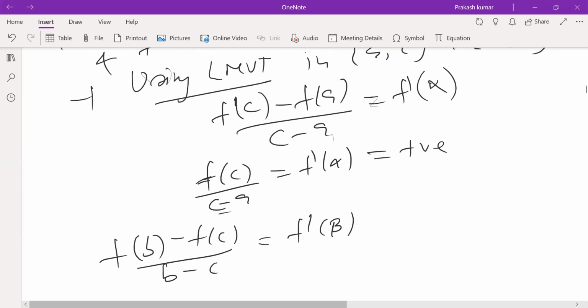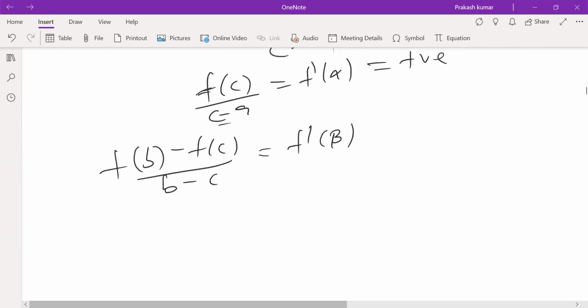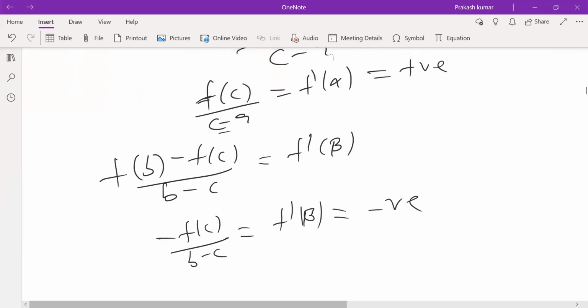Using the Lagrange Mean Value Theorem, we can say this. So f(a) is 0, f(b) is 0, so it will be minus of f(c) upon b minus c, which equals f dash beta. This will be a negative value. Okay, now let's do this.